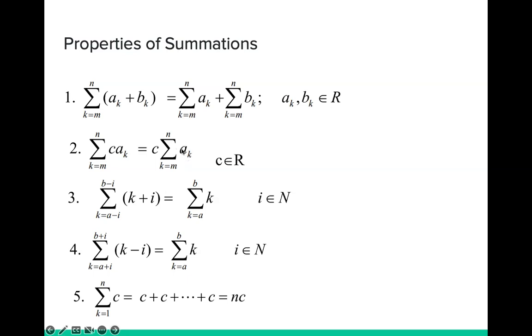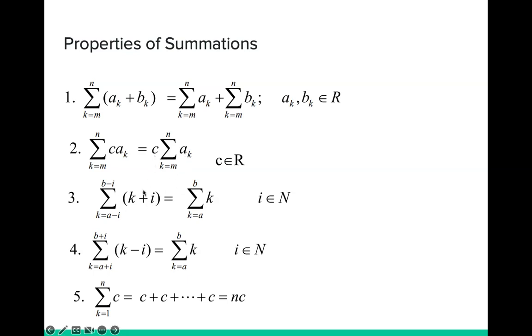Now we are just concerned with the summation of a sub k. So this simplifies the equation a lot. In the previous form, what we do is multiply the constant to each of the terms a sub k. But right now, we just take the summation first and then multiply it by the constant.